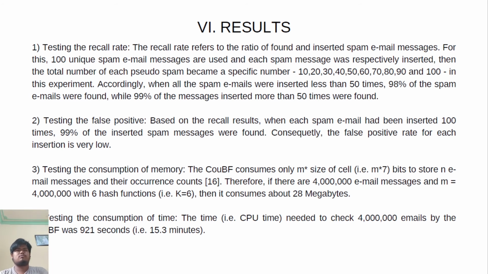Number 6, results. Point 1, testing the recall rate. The recall rate refers to the ratio of found and inserted spam email messages. For this, 100 unique spam email messages are used and each spam message was respectively inserted. Then the total number of each pseudo spam became a specific number: 10, 20, 30, up to 100.